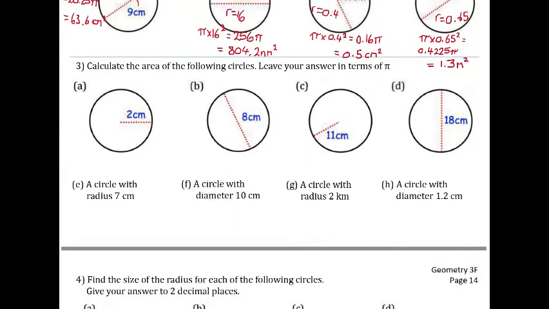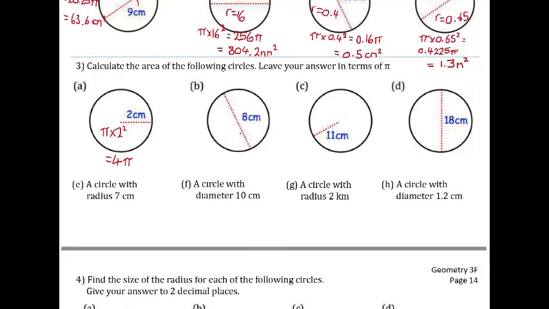Number 3, calculate the area of the following circles, leave your answers in terms of pi. Okay, so same as above, but just leaving pi in our answer. These are much easier. Okay, so remember the formula is pi times radius squared. So for this one, it would be pi times 2 squared. And the only bit of that we can do is the 2 squared bit. That would give us 4. So the answer is 4 pi.